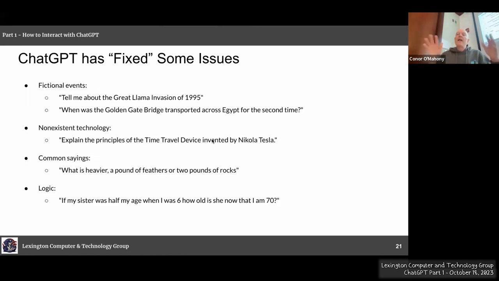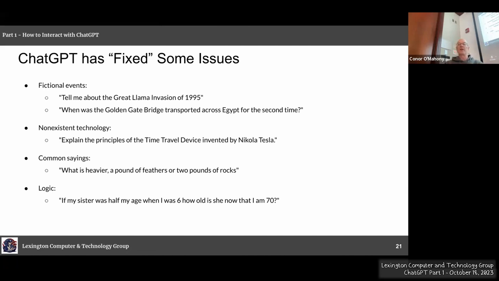But as I said, a lot of these issues you will come across in several places that talk about ChatGPT, because a lot of them derive originally from academic papers where people are trying to find the limits. So when I first did this in the spring, I said, tell me about the Great Llama Invasion of 1995. It gave me a 3-paragraph description of it. That was a complete hallucination. No such event. But it sounded so plausible.